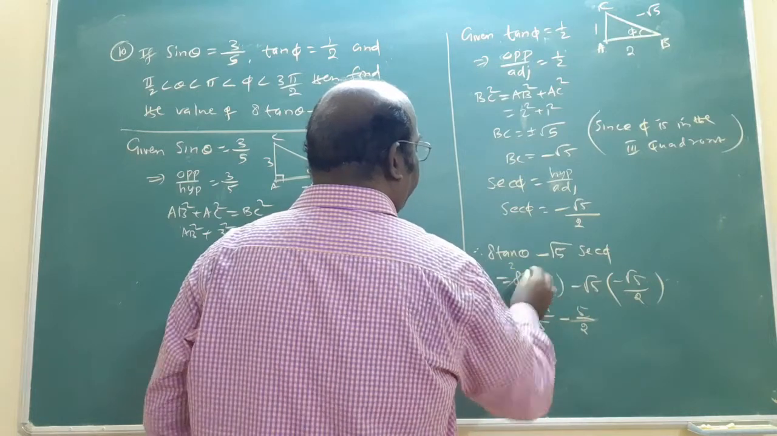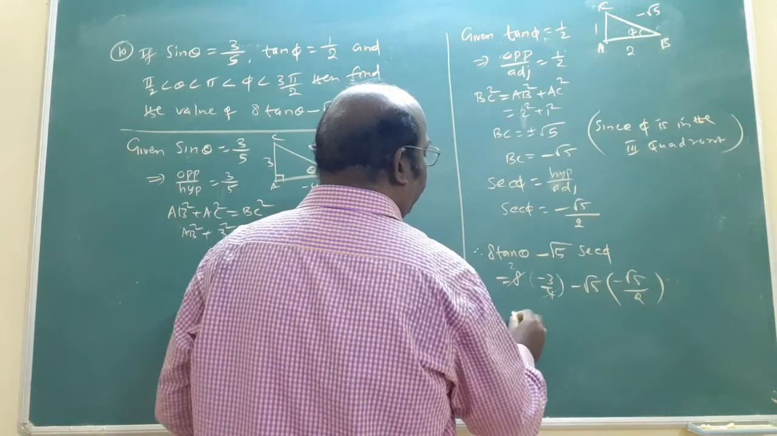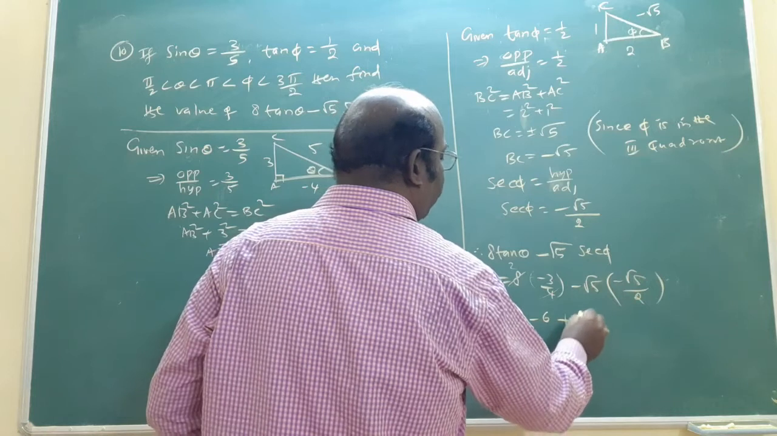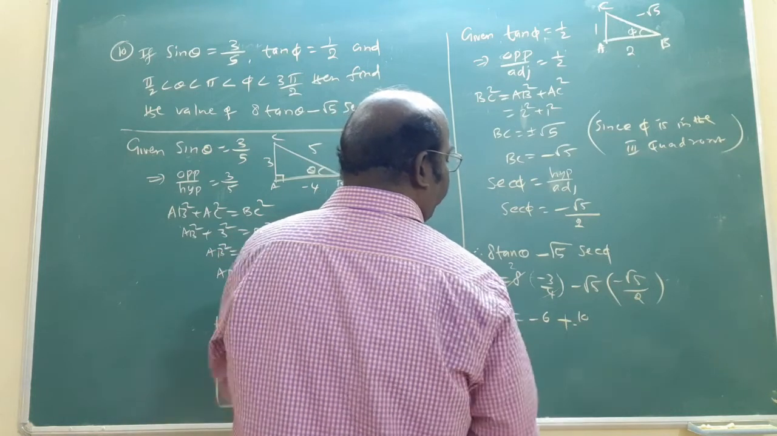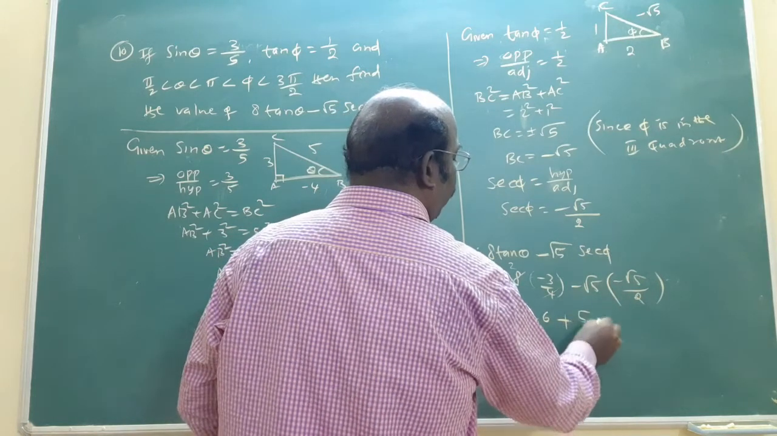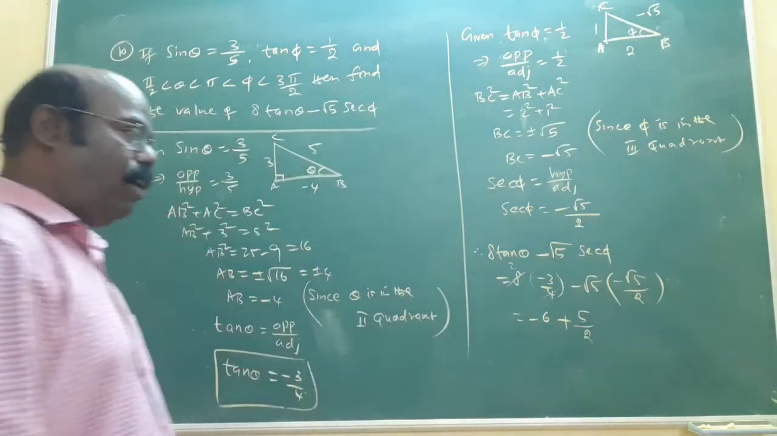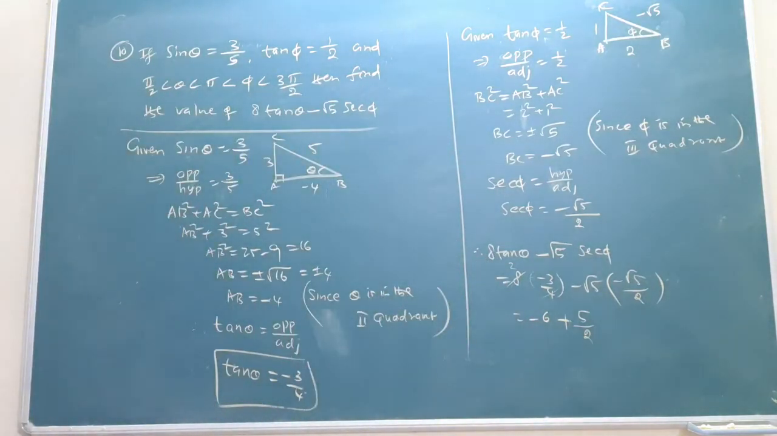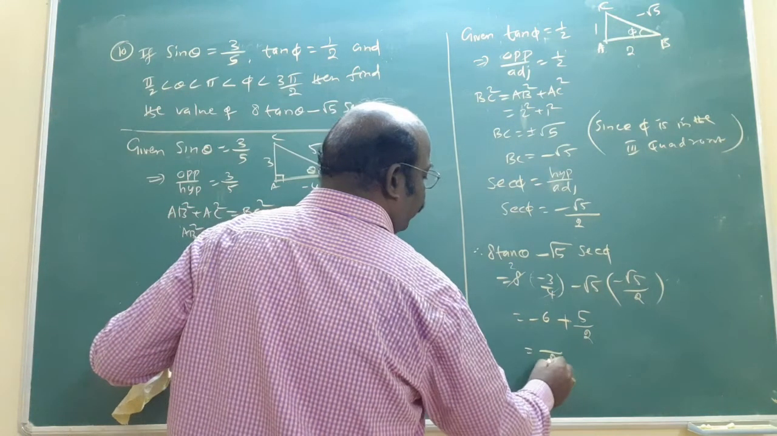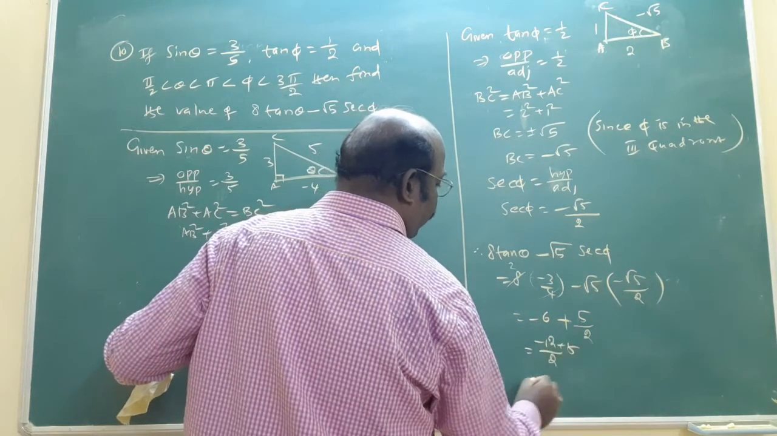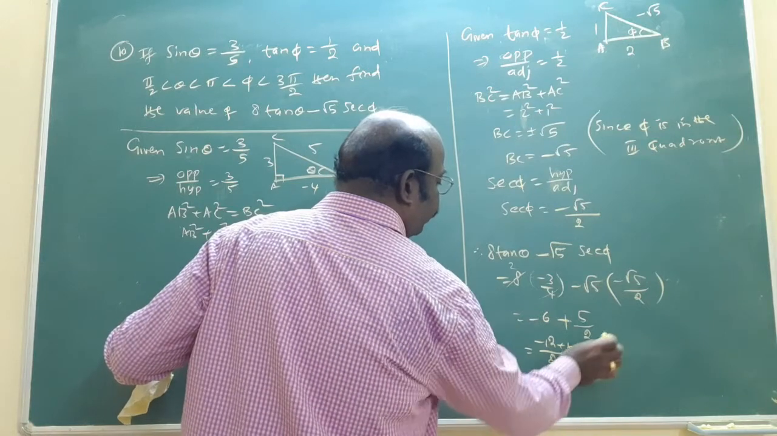Now this is minus 6 plus 10 by 2. Sorry, 5 by 2. Root 5 into root 5, only 5. And 2. Now take LCM. What is LCM? 2 is the LCM. Minus 12 plus 5, so minus 7 by 2 is the answer.